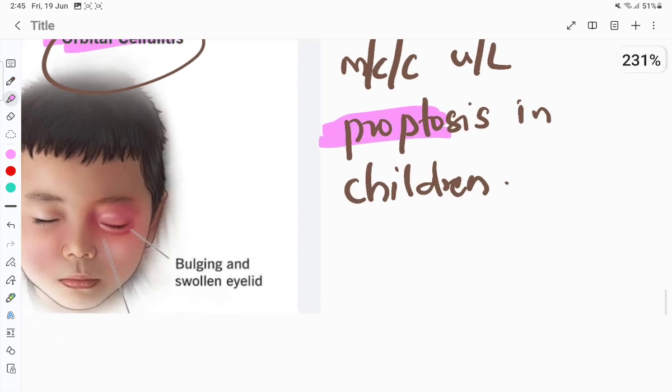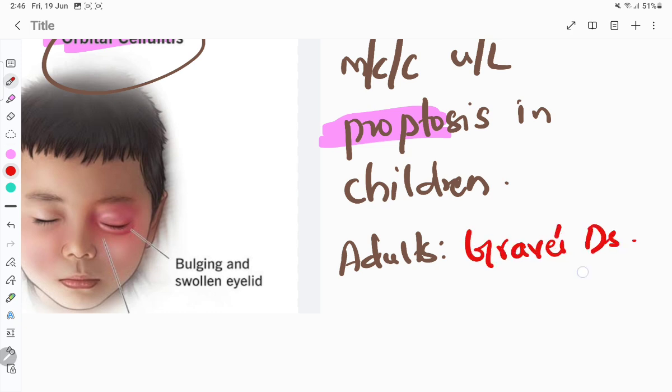Now tell me a few conditions which can cause proptosis in adults. If the question is in adults, what is the most common cause of proptosis? What is going to be your answer? Very good. That is Graves' disease. Good, Graves' disease. Fine.